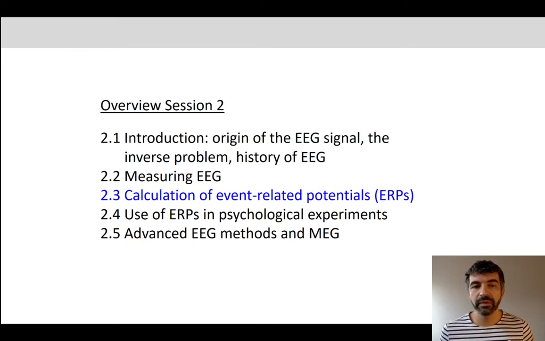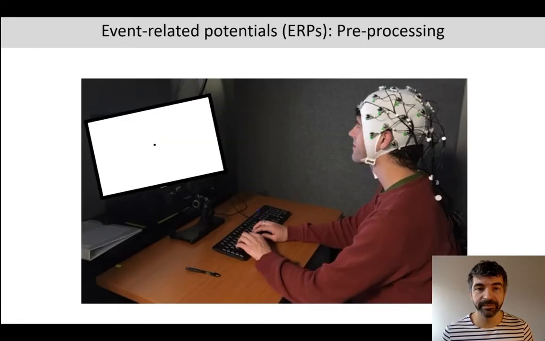This is the third part of today's session on EEG. After we know how the basic principles of EEG recordings in the lab work, we can have a look at a very specific analysis method that is widespread in psychological research, the event-related potential, or ERP.